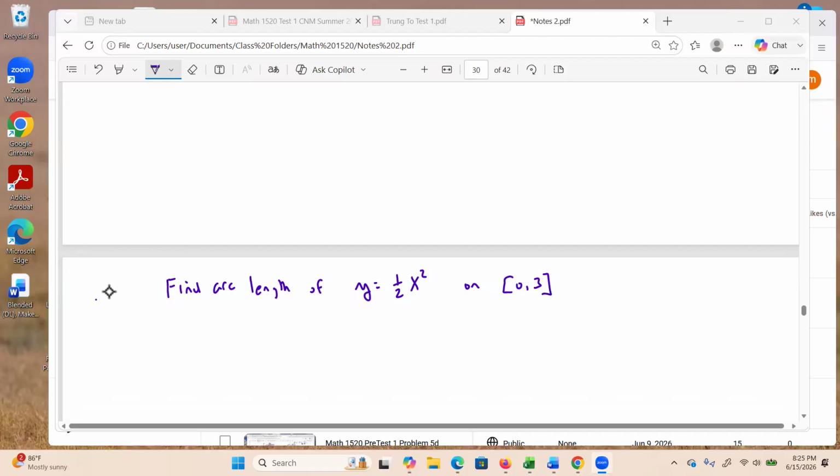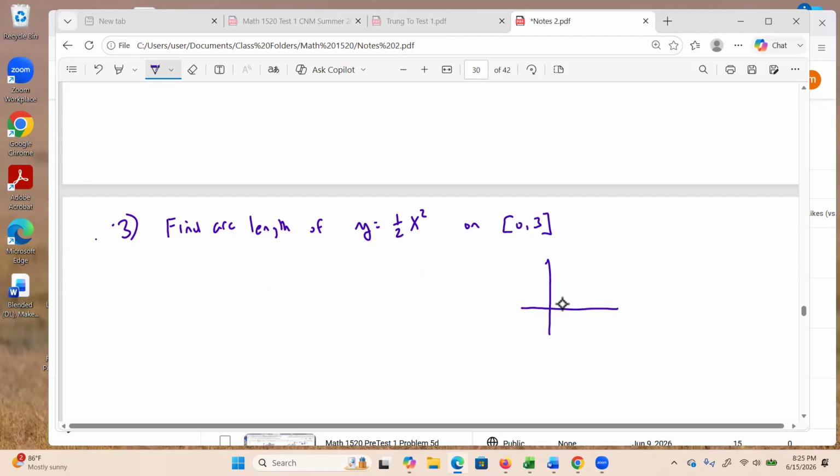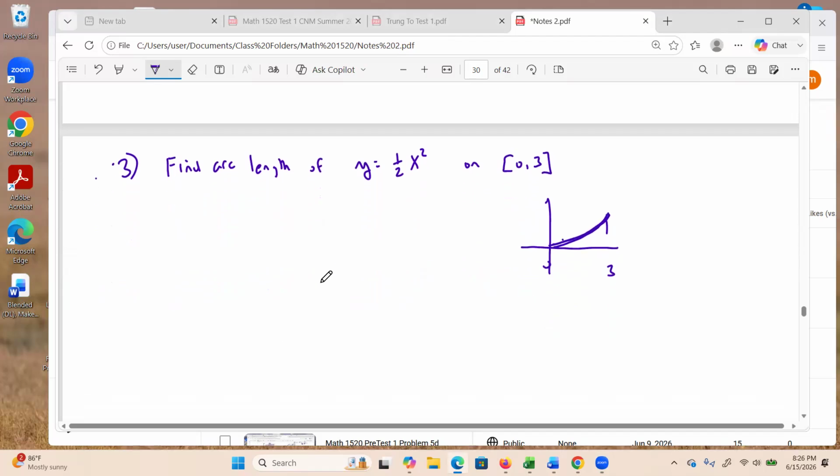We are going to be looking at some more examples of finding arc length. This one is a doozy. You'll love this. Find the arc length of y equals 1/2 x squared on the interval 0 to 3. We can graph it if you'd like to, but we don't really have to. 1/2 x squared is just going to be a parabola going from 0 to 3, and we're just trying to figure out what this arc length sitting right here is. So we picked a nice easy one.